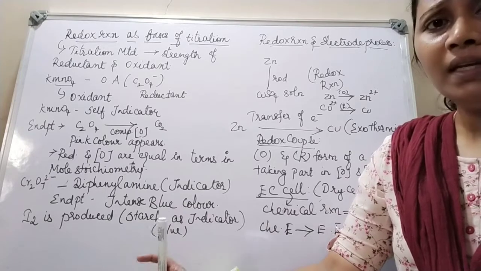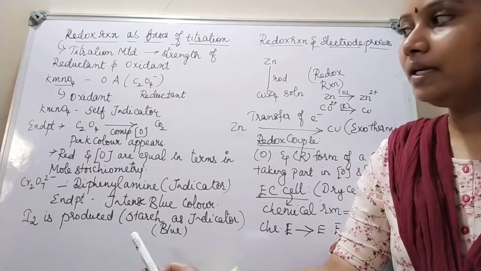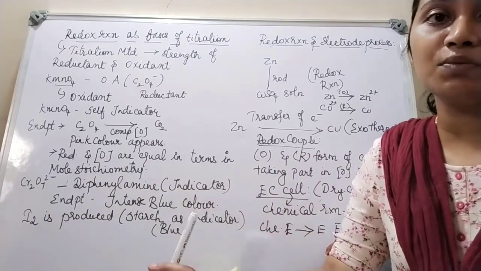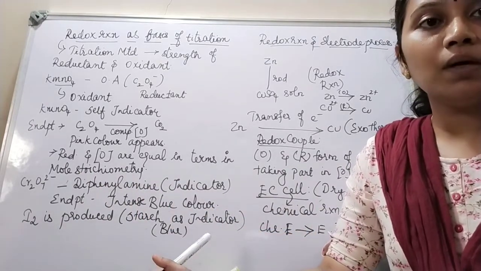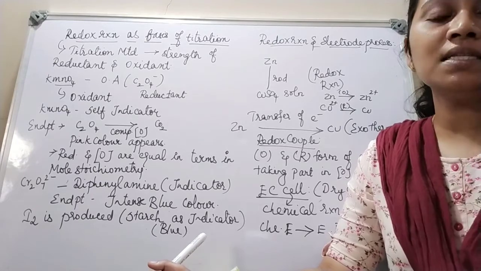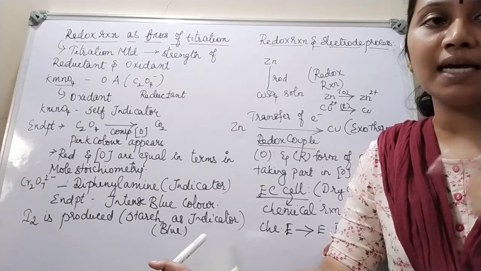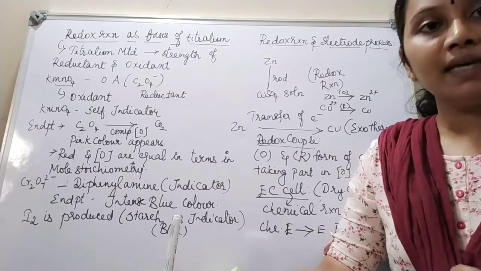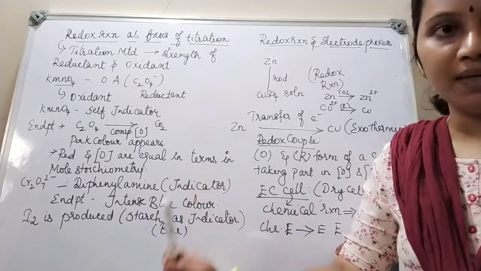In other words, I can tell you the end point is where your reducing and oxidizing agents are equal in terms of mole stoichiometry. So both the reactants, potassium permanganate and the oxalic acid, will be consumed in equal molar stoichiometry. Then there occurs the end point, which is nothing but the appearance of color.